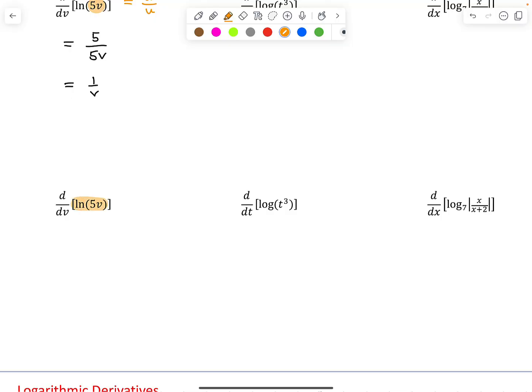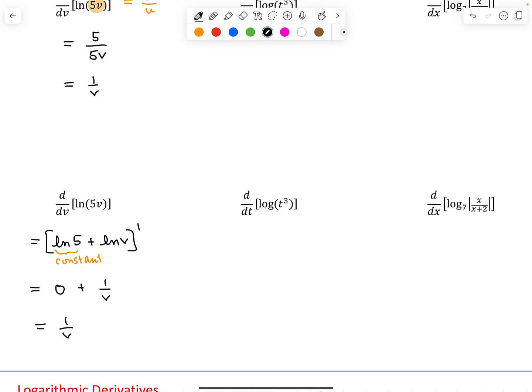Here we have natural log of a product. So using our log property, I can rewrite the function first as natural log of the first factor plus natural log of the second factor, and then differentiate this instead. Well, 5 is a constant, so natural log of 5 is a constant. So when I differentiate the first part, I ought to get 0, and then plus, and now we just have to differentiate natural log of v, where v is the independent variable, so we just get 1 over v.